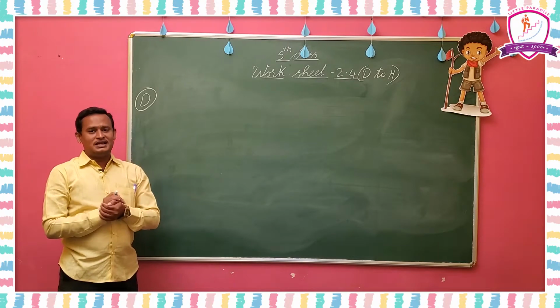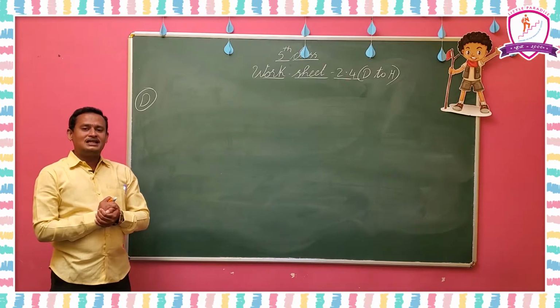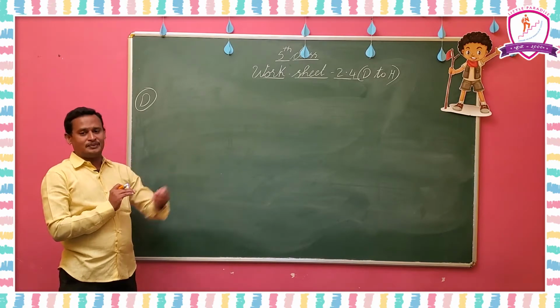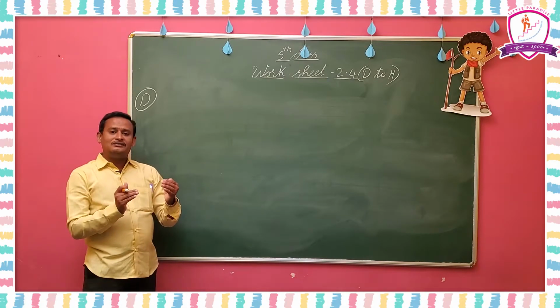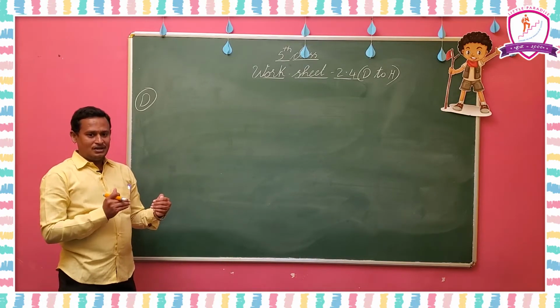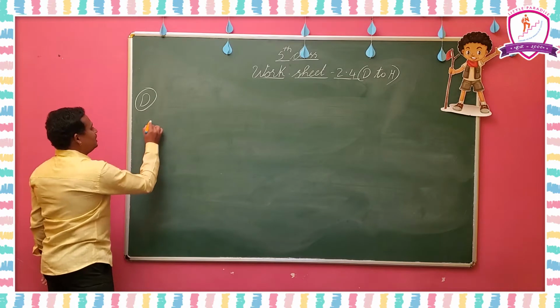We have to check the ones place number. If the ones place number is greater than or equal to 5, we have to round up. Otherwise, if the number in the ones place is less than 5, we have to round down. Now I am going to explain the first one here.